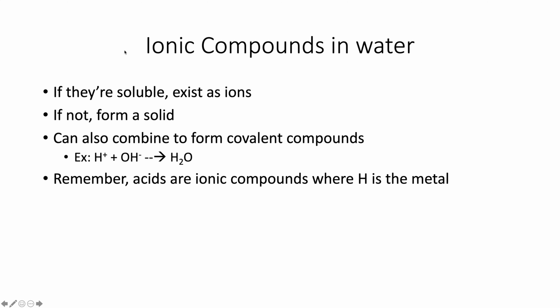So how do ionic compounds behave in water? If an ionic compound is soluble, it'll break up into ions. If it's insoluble, it can form a solid. Now ions can also combine to form covalent compounds. So for example, in this reaction, an H+ ion from an acid and a hydroxide ion can form water. Remember also, acids are ionic compounds where we treat hydrogen as the metal.